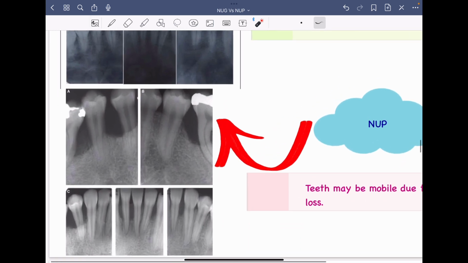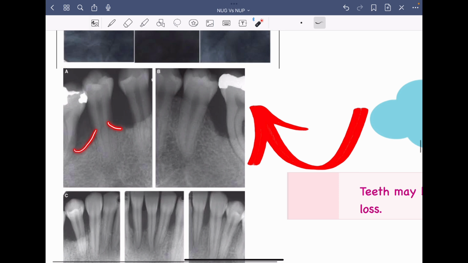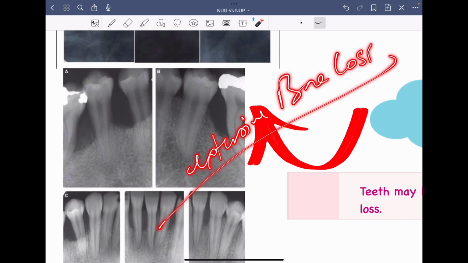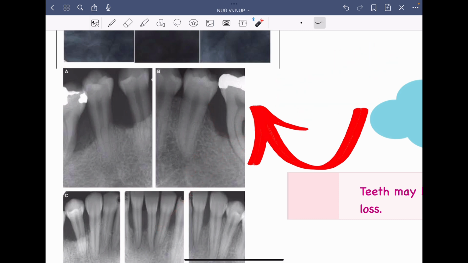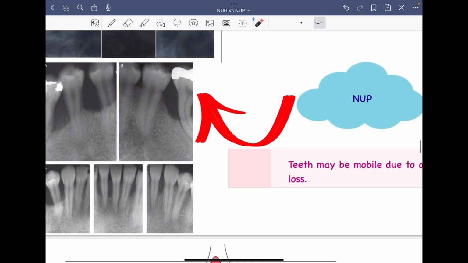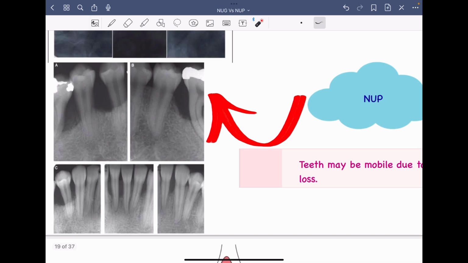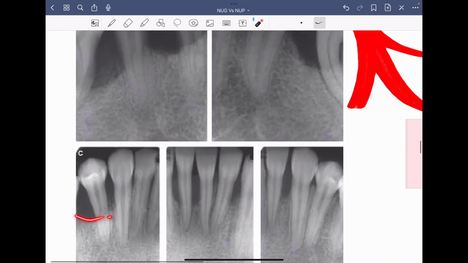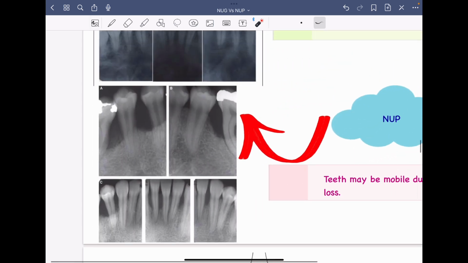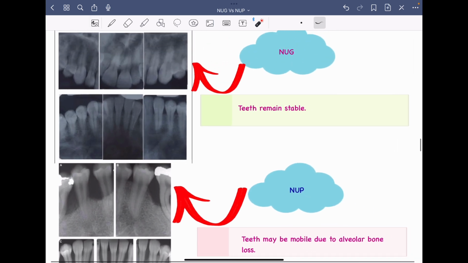Whereas in cases of NUP you can appreciate the amount of bone loss. Just look here. There is an extensive bone loss. Clearly you can see there is also presence of a defect. This is an angular bone defect. So teeth are in most cases mobile because of the extensive amount of bone loss. Here as well you can take note of the bone loss. See the extensive amount of bone loss which is present. So this is also a very important feature. On the basis of radiographic changes you can differentiate NUG from NUP.